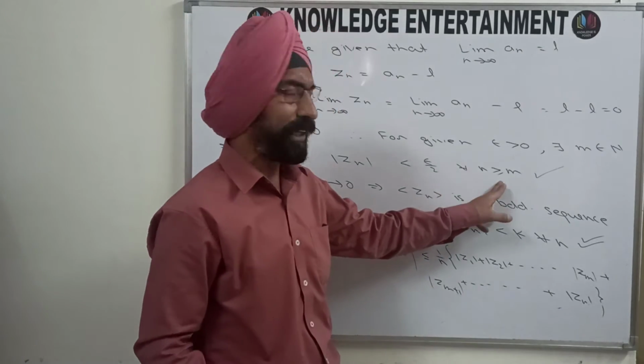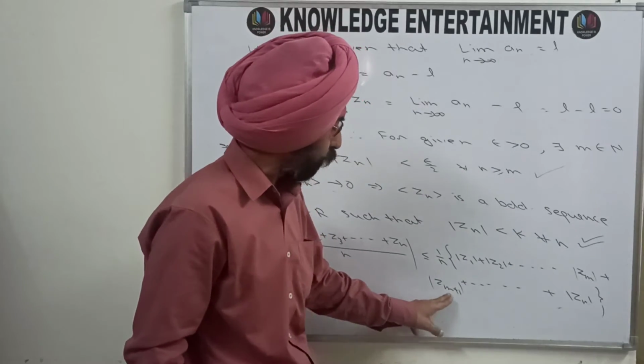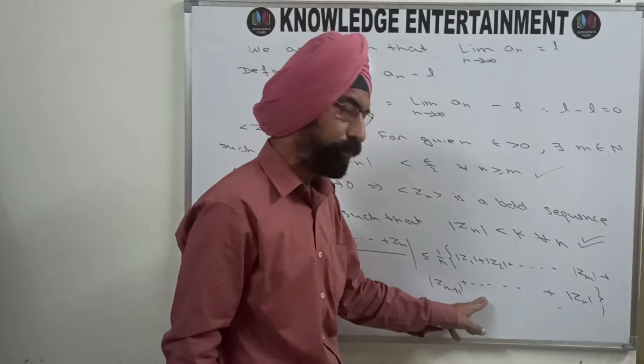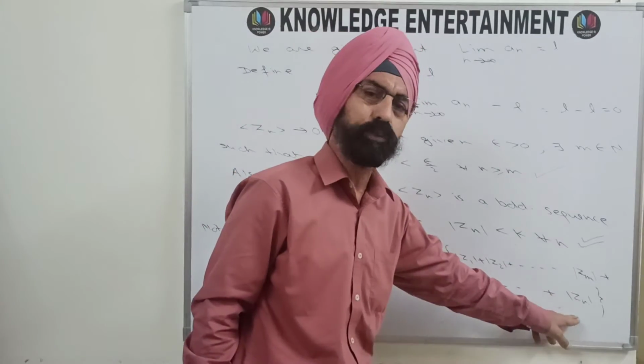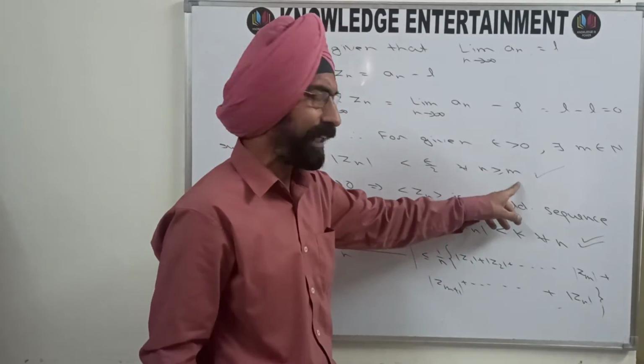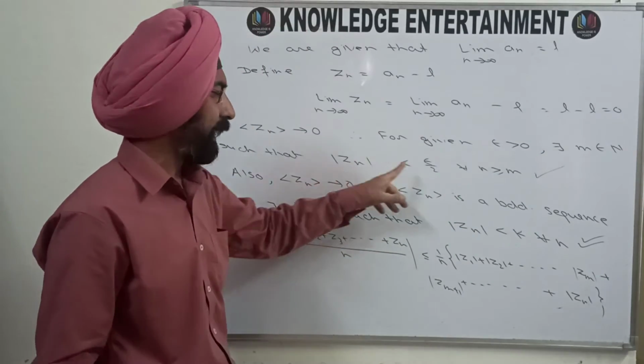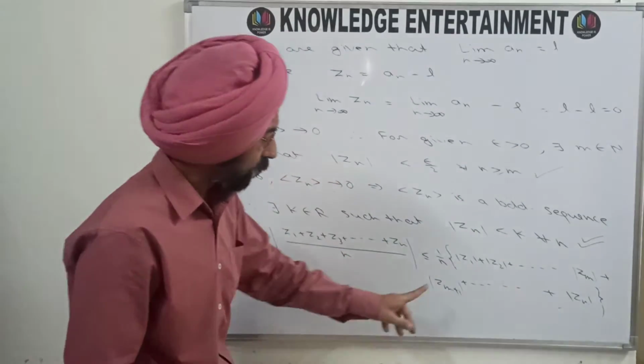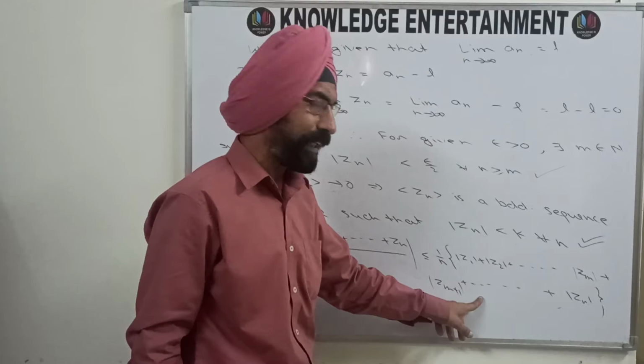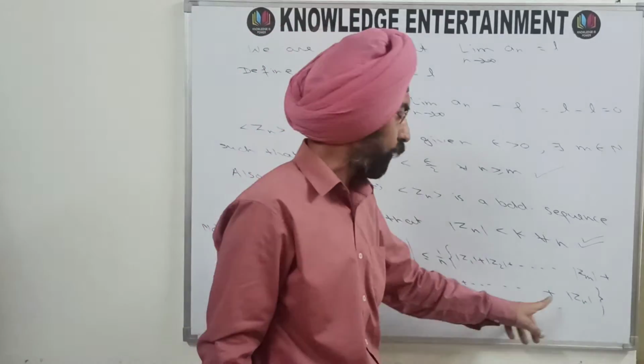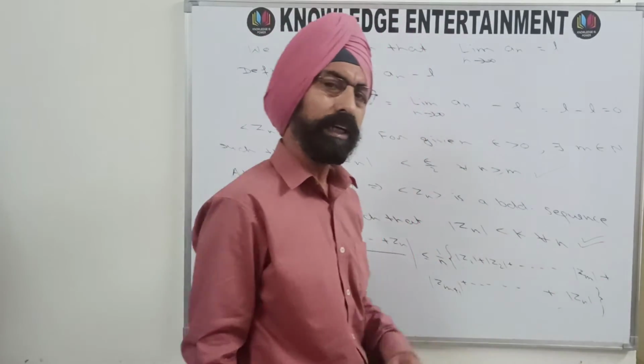Whenever your n is greater than or equal to m, that means I am talking about these Zm plus 1, Zm plus 2, Zm plus 3 and so on up to Zn, your mod Zn will be less than epsilon by 2. So this will be less than epsilon by 2, this will be less than epsilon by 2, this will be less than epsilon by 2, this will also be less than epsilon by 2.